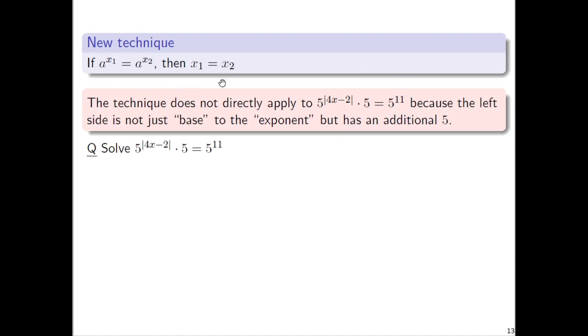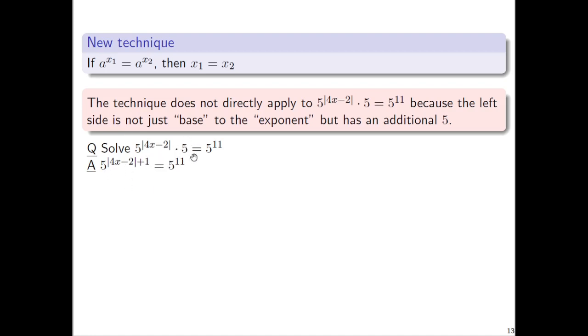We're going to have to do something about the fact that the left side is base exponent times another thing, times this 5. Well, we can rewrite the left side as 5 to the power absolute value of 4x minus 2, close absolute value, then plus 1, and that plus 1 is still inside the exponent. This is just making use of an old exponent law that when you're multiplying things with the same base, you add the exponents. So the exponent which was absolute value of 4x minus 2 is added to the exponent which is the hidden 1.